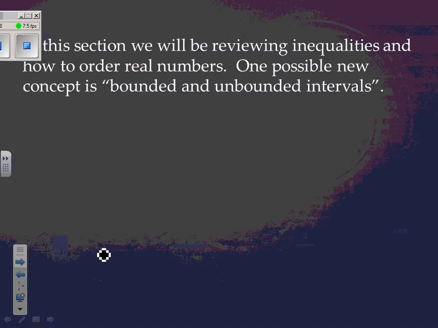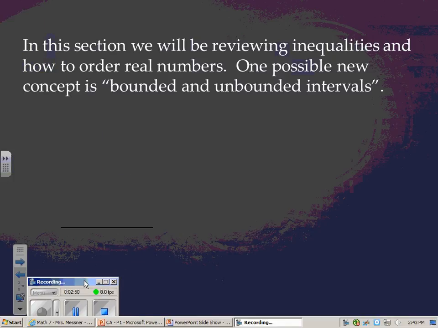Now, this section is going to be reviewing inequalities and how to order real numbers. One possible new concept for us is bounded and unbounded intervals. You are going to notice that they deal with inequalities and graphing of inequalities a little bit differently than you've been accustomed to. So take a look at the examples and see if you can follow their logic and their thinking for those.